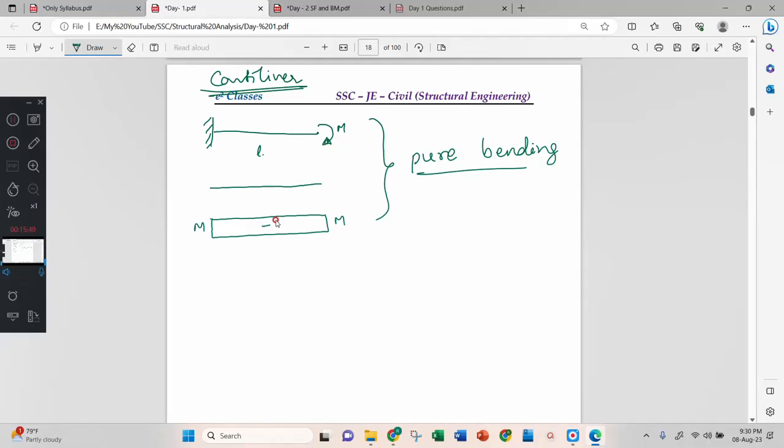Now, this is a pure bending. Okay. They may ask you something like this. In pure bending beam, which of the following is zero? Four options. Shear force is zero, bending moment is zero, slope is zero, deflection is zero. Shear force is zero.